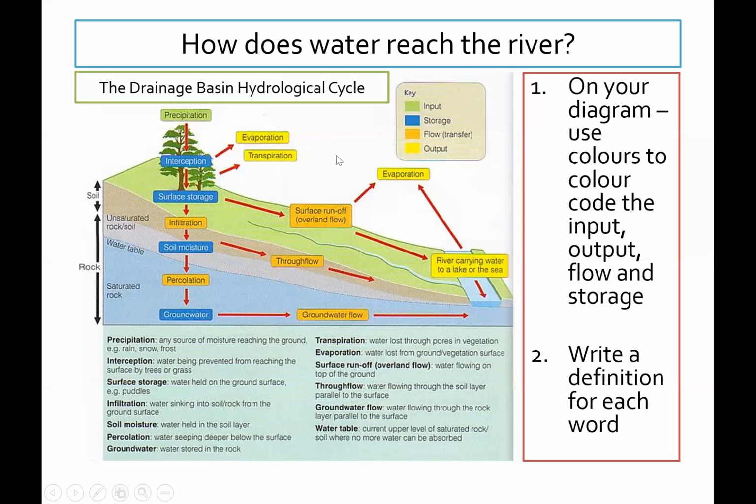So you do need to know the difference between inputs, storage, flows, outputs, and what these key terms mean. The difference between saturated rock, that's when it's like full up. Think of a sponge that's full is saturated. When it's unsaturated, it means it's not full up of water, it can still take in more water. So once you're done with that, we'll move on.